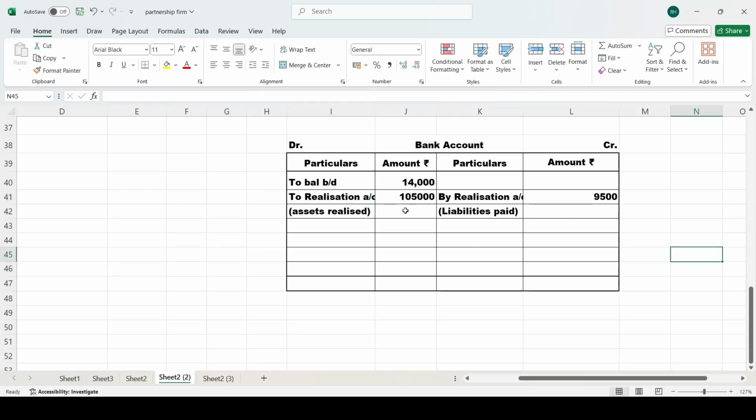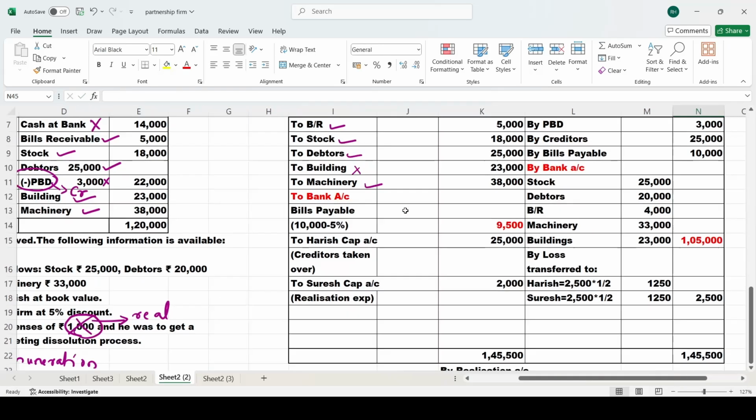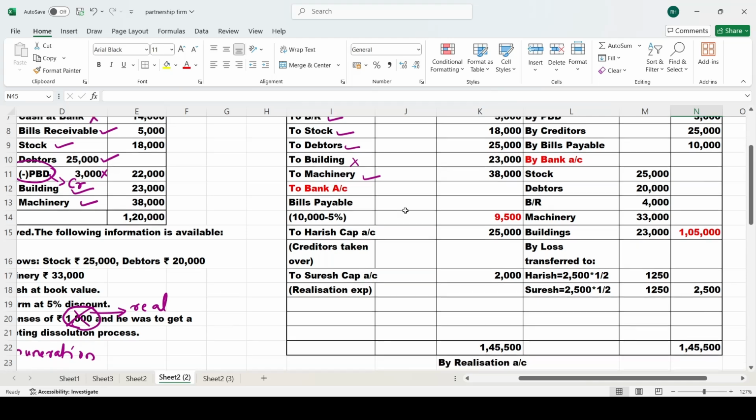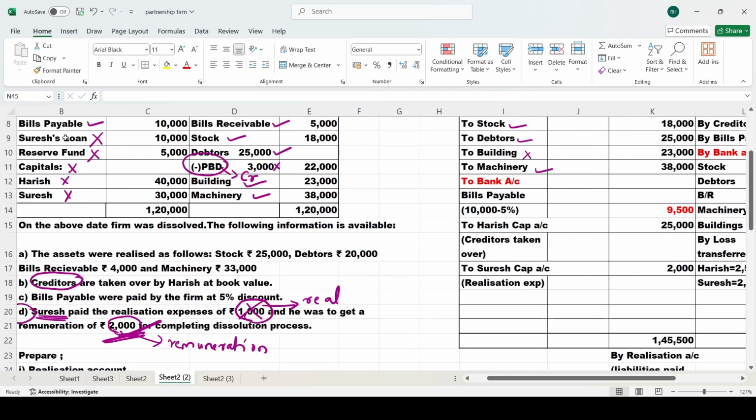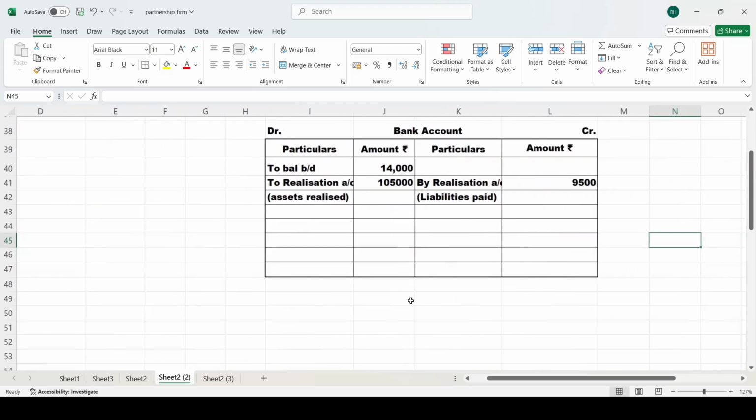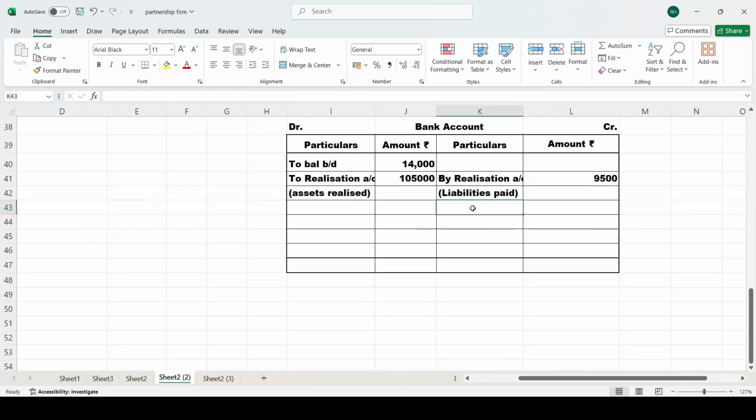Keep it in your mind, after writing the realization account, next check if any partner's loan is there. Yes, you can see it over here, we have Suresh loan. Suresh loan should be taken to the credit side of your bank account. First take the Suresh loan. By Suresh loan account. How much is the amount? 10,000.